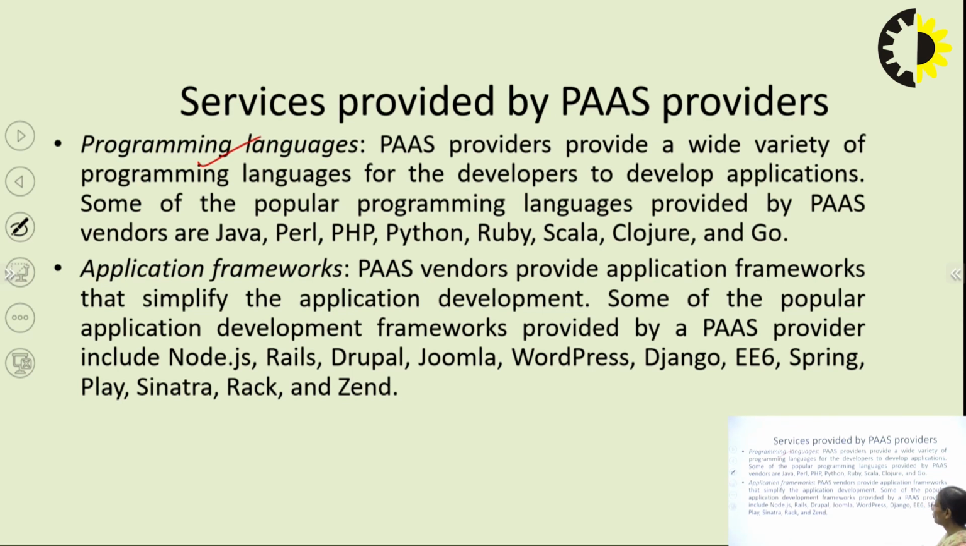And what are the language supports? We are having Java, Perl, Python, Ruby, Scala, Clojure, Go. These are just a few names which nowadays we are getting under PAAS. Application frameworks. PAAS vendors provide the application frameworks that simplify the application development. Some of the popular application development frameworks are Node.js, Rails, Drupal, Joomla, WordPress, Django, Spring, Play, Zend, etc.